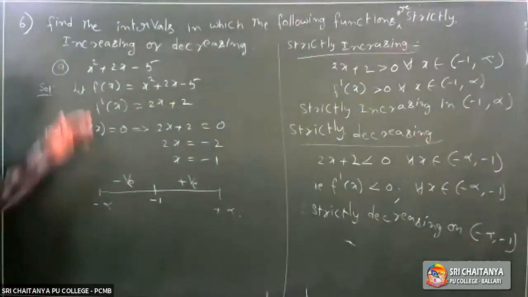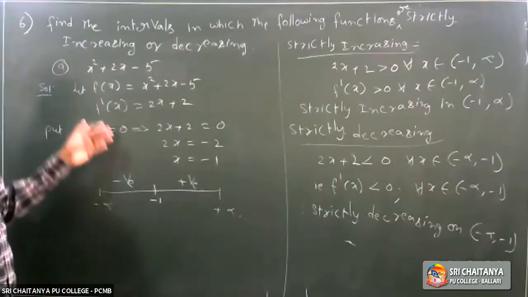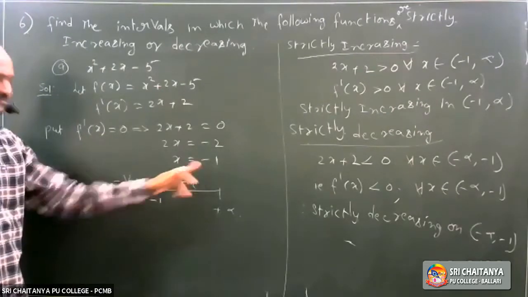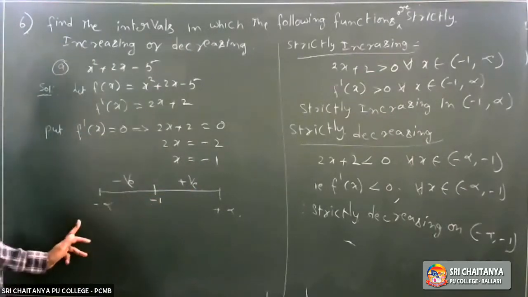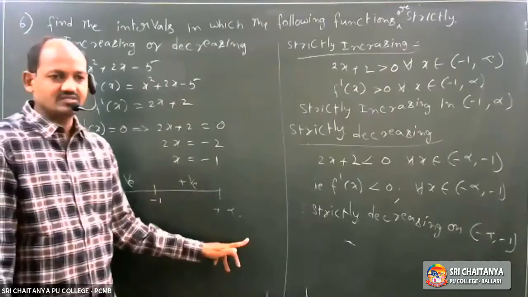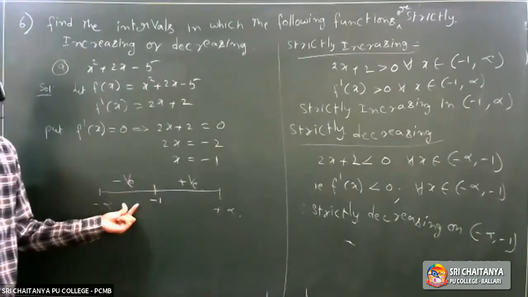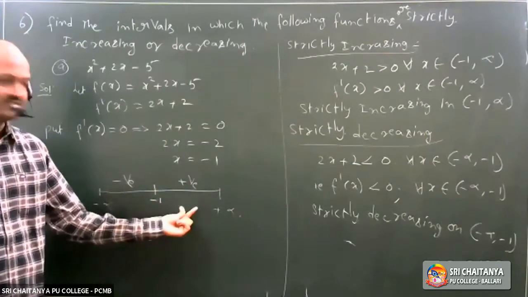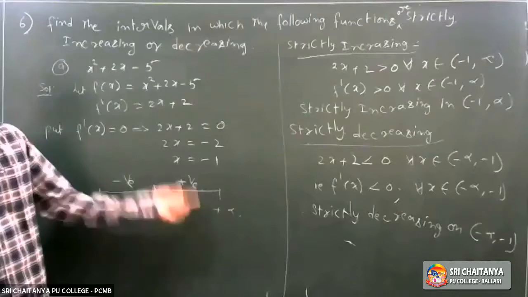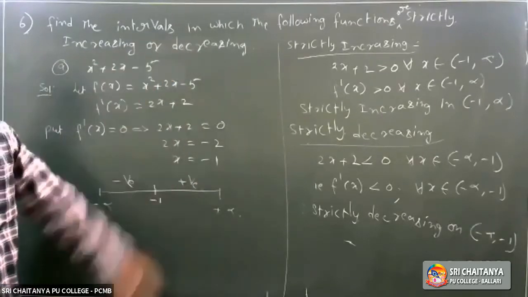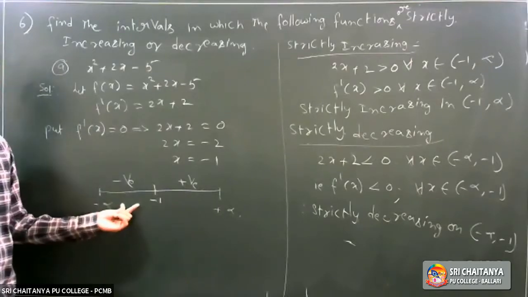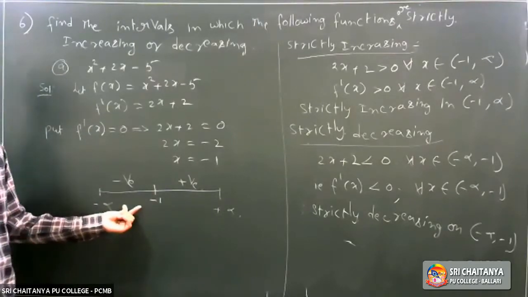Okay? Find the first derivative, first derivative is equal to 0. Now we get x value minus 1. Then before minus 1 is negative, after minus 1 is positive. So in this interval it is negative, therefore decreasing. In this interval it is positive, so increasing. Here we find strictly increasing and strictly decreasing intervals.